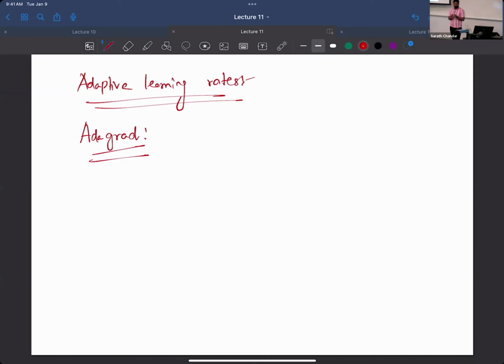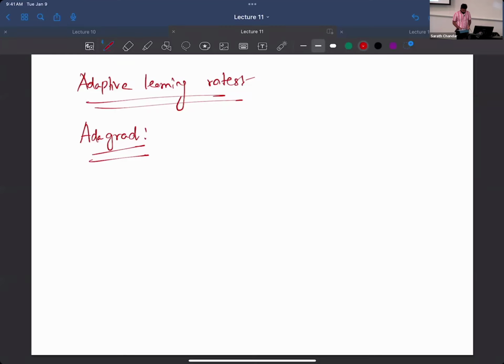If a parameter gets a very small gradient, then to make progress, you need to increase the learning rate. If there's a parameter which is getting too big a gradient, then to stabilize the progress, you need to reduce the learning rate.